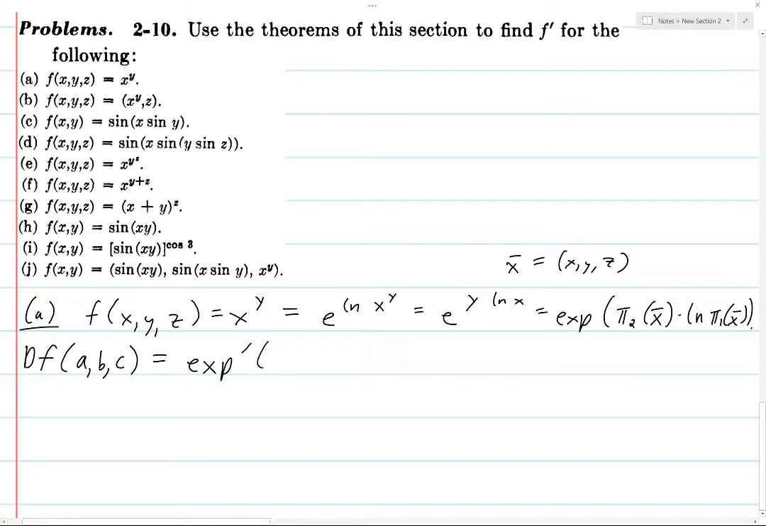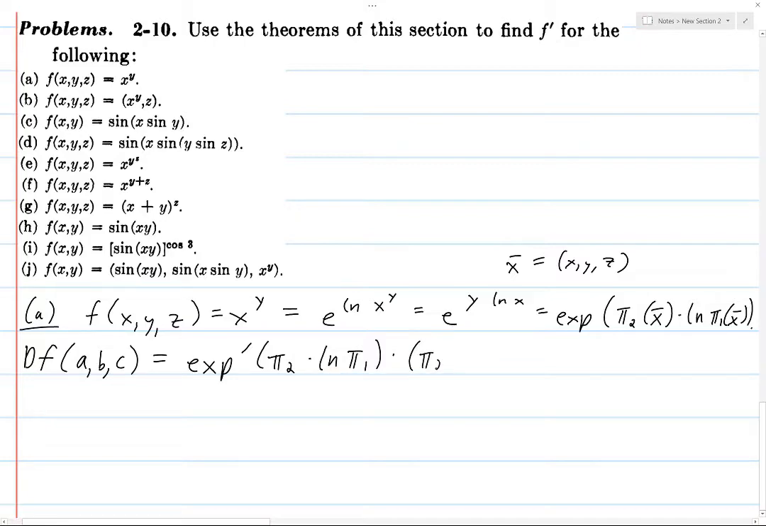So first we have to do the chain rule here, because this is the exponential of a function on the inside. Now I'm not going to include the x bars at all. So I'm just going to write pi 2 times natural log of pi 1, where it's understood that when I write pi 2, I mean pi 2 of the vector x bar, and when I write natural log of pi 1, I mean natural log of pi 1 of the vector x bar.